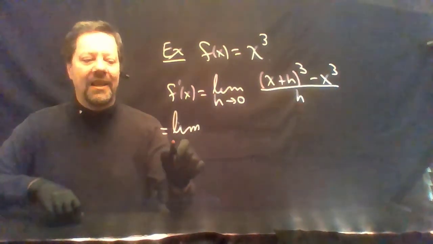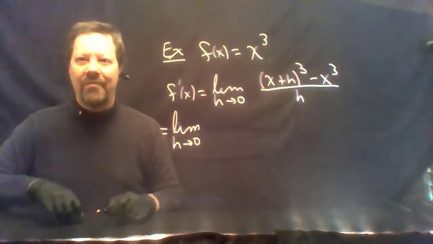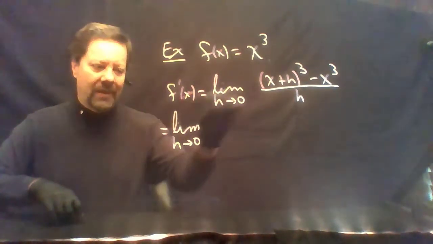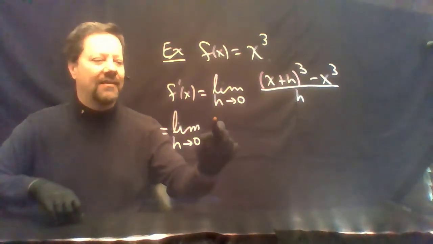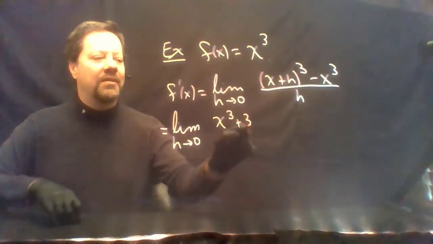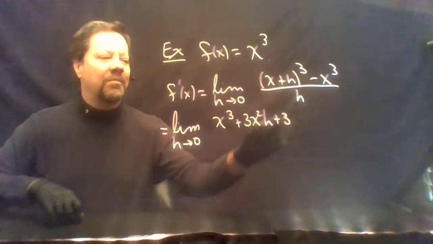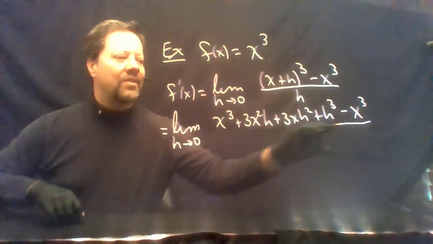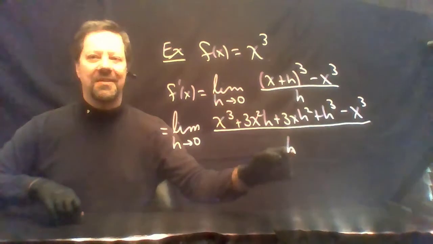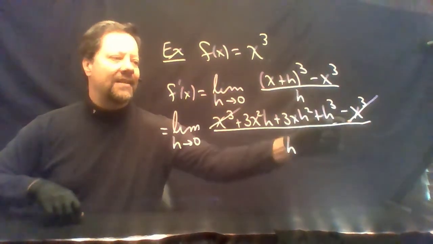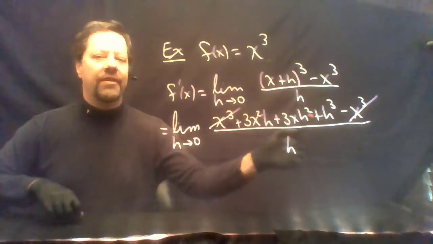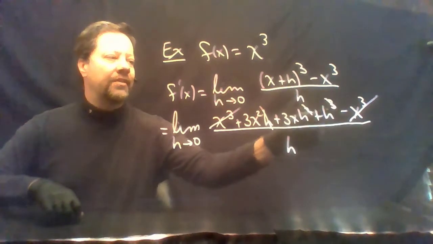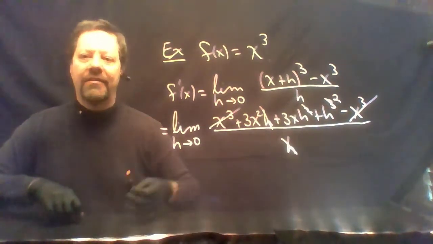So the next line begins with equals the limit as h goes to 0. I'm trying to teach you good habits about how to continue writing these expressions on separate lines. x cubed plus 3x squared h plus 3x h squared plus h cubed minus x cubed, all over h. The x cubes get canceled, and each term that's left over in the numerator has a common factor of h. We can take one factor of h from each and cancel it with the factor of h in the denominator.